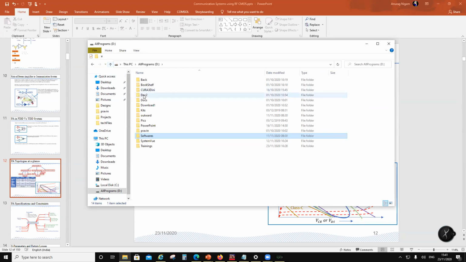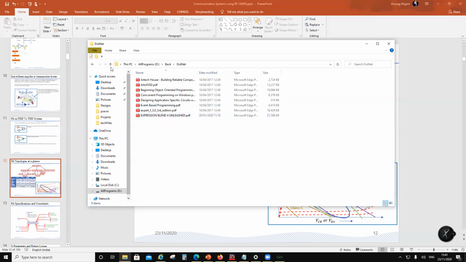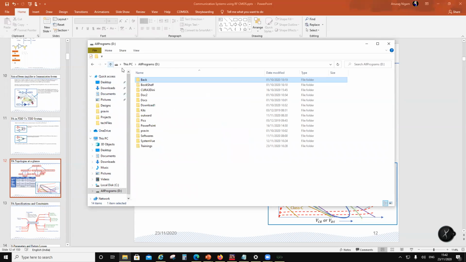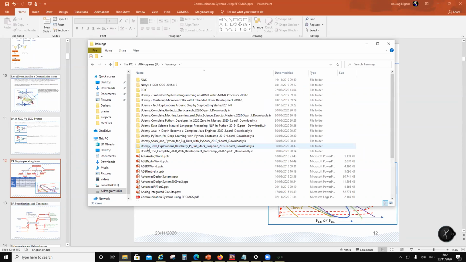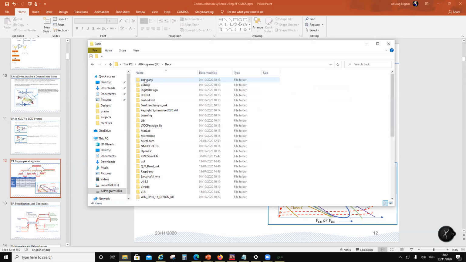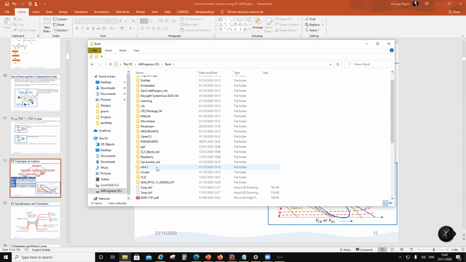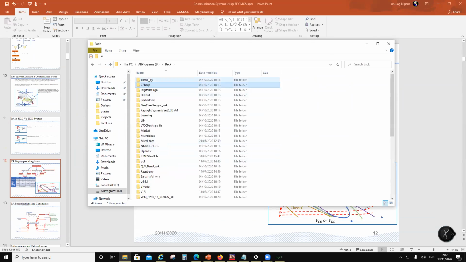Not here. Backup.net, no. Under projects, is there a project folder? Trainings, system view, software, PowerPoints, outward, bookshelf, backup. It has to be under backup. C#, no, these are all books. Are there projects here? Company.net, digital design. Just bear with me a minute.